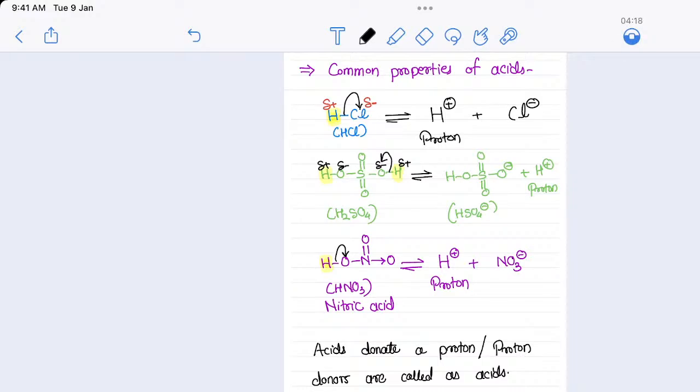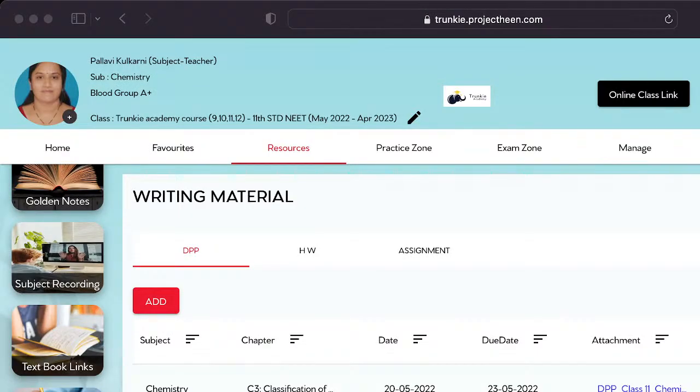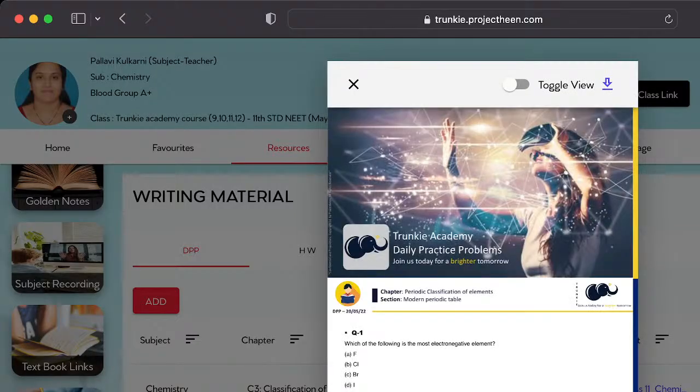Okay, I hope you have taken a screenshot. Now I'll just show you the DPP. So this is the portal on which you first go to the resources, then to the writing material, then here you will be able to see the DPP on your portal. You will be able to download it, solve it on paper and upload it on the portal, and then I will be able to see it and review it further, right? So for today's class also you can see the DPPs, daily practice problems, and you are going to solve them.